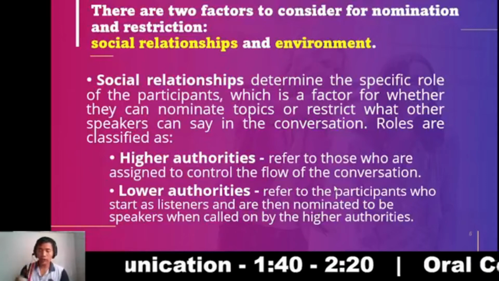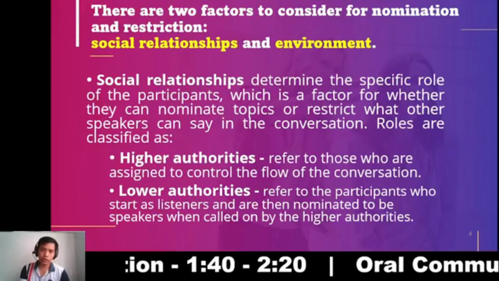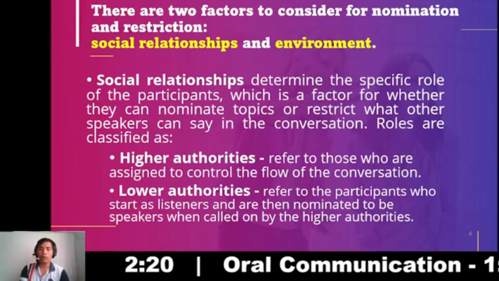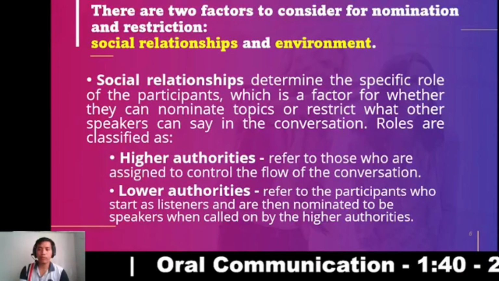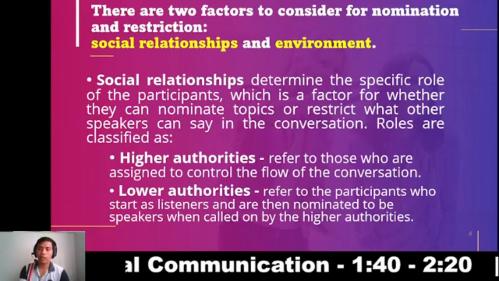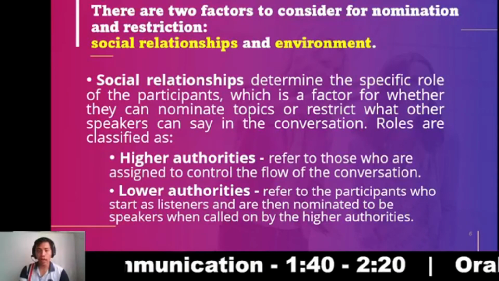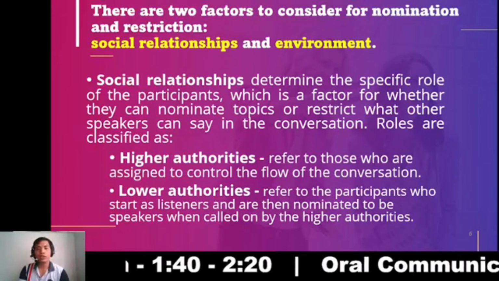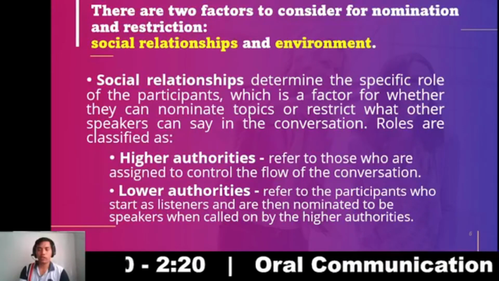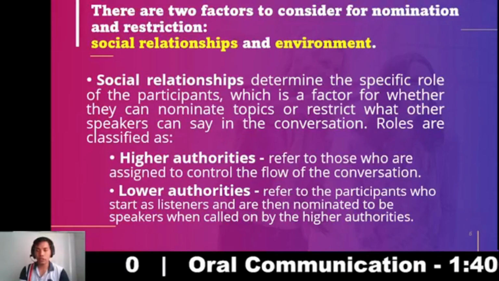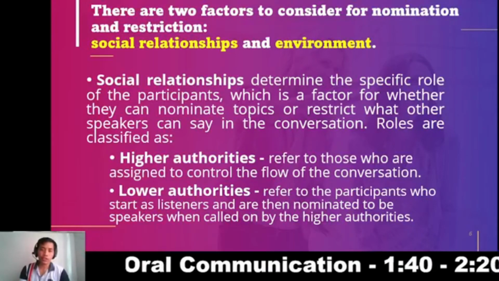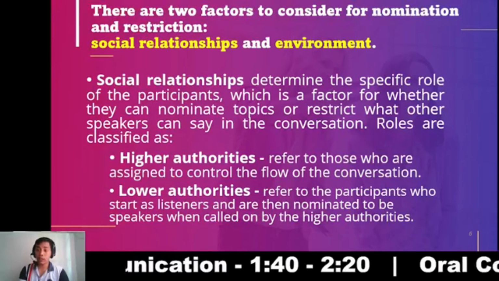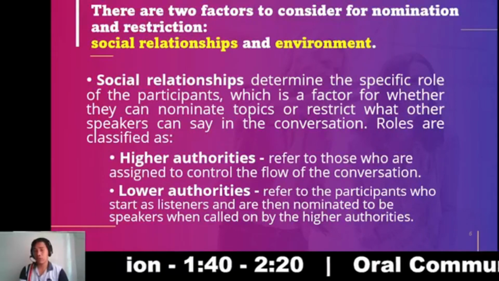So there are two factors to consider for nomination and restriction. Social relationships and environment. So dalawa po ang mga factors na dapat po nating i-consider kapag gumagamit tayo ng nomination and restriction. Either of these two, kinakailangan po i-consider natin yung nomination and restriction. You can understand later on. First is yung social relationship. Kailangan po natin i-consider yan kapag gagamit po tayo ng communicative strategy known as nomination and restriction.